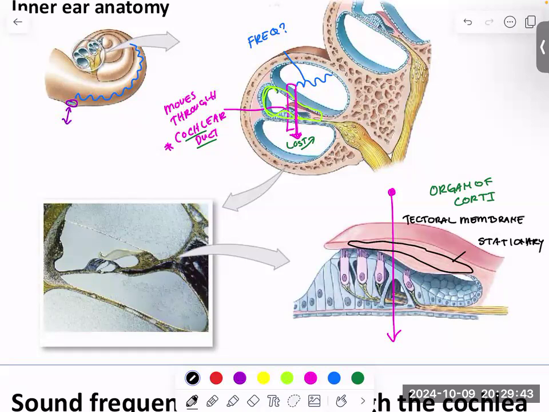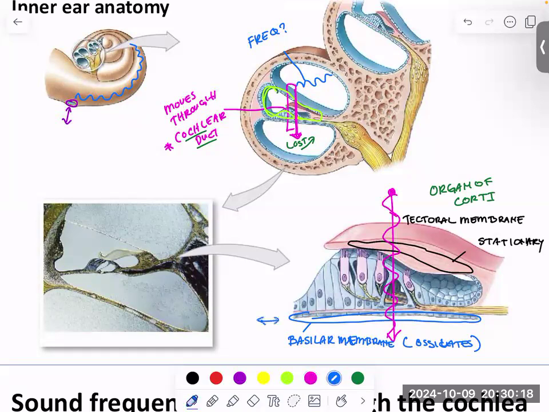When the sound moves through, it is going to make this membrane at the bottom, this one called the basilar membrane, the basal membrane, think of it as the bottom one, oscillate. Oscillates. What does that mean? When the sound wave moves through here, like this, the tectoral membrane doesn't move. The basilar membrane will move back and forth as that sound fluid moves through the organ of Corti.